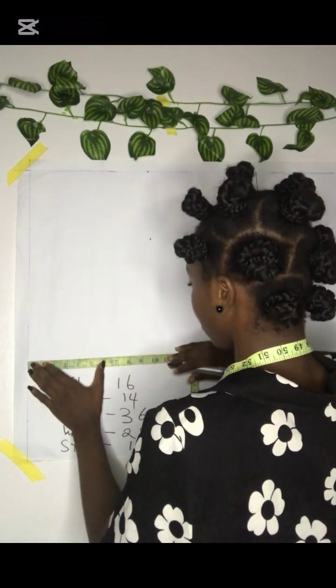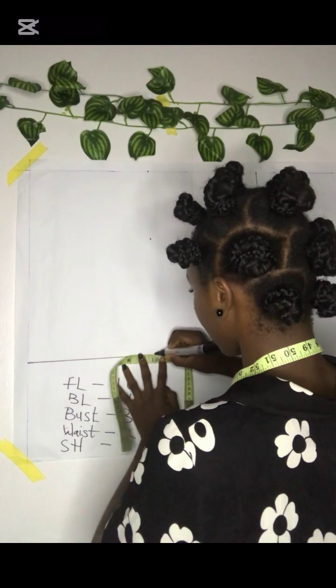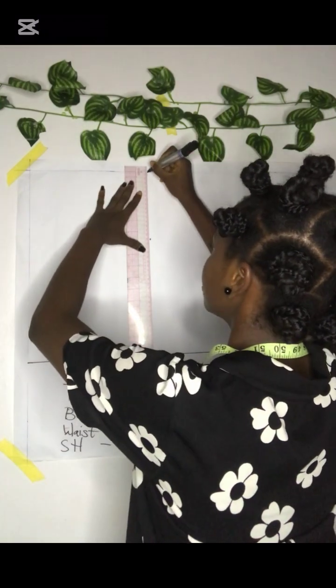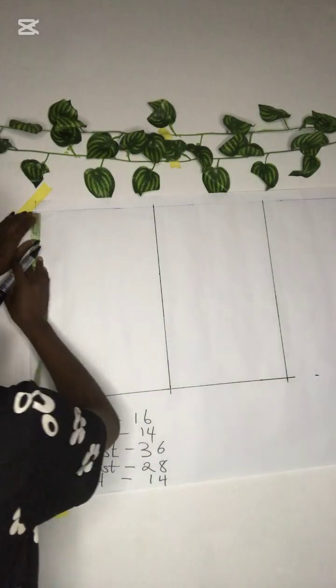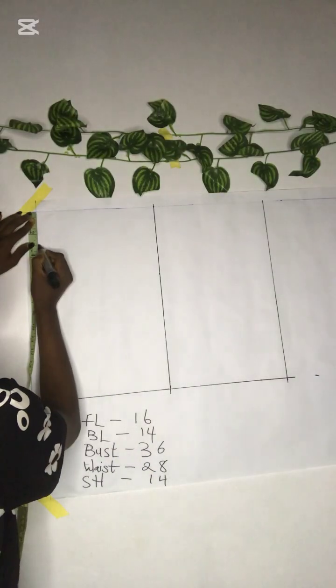That's because one part is going to be for the front and the other part is going to be for the back. So we're going to be drafting our front and back on the same paper. I'm just going to rule out a straight line like you see me doing.